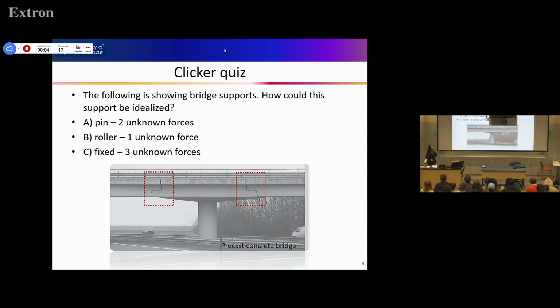And then what do you think? Is this support pin, roller, or fixed? So I indicated there is a gap here, and then the size of the car is like this, so you can guess the gap, right? It could be a couple of inches, I don't know, and there is a bearing.